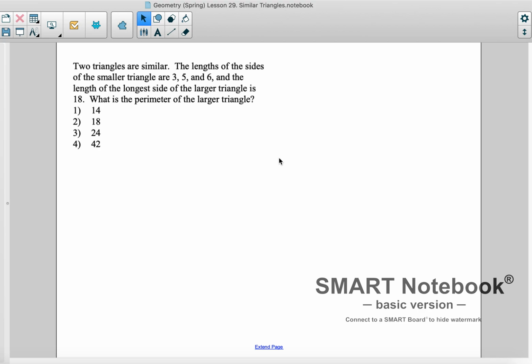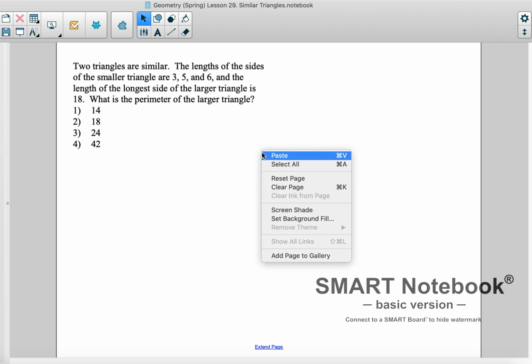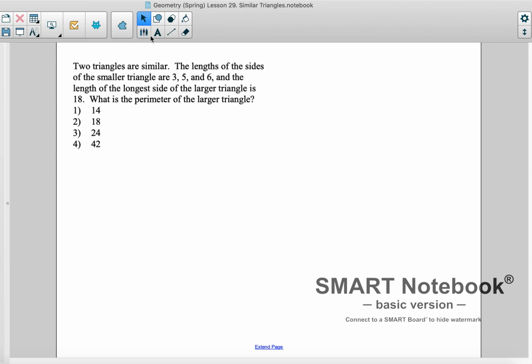Two triangles are similar. The lengths of the sides of the smaller triangle are 3, 5, and 6. The length of the longest side of the larger triangle is 18. What is the perimeter of the larger triangle? So this is another perimeter question. You had one yesterday.